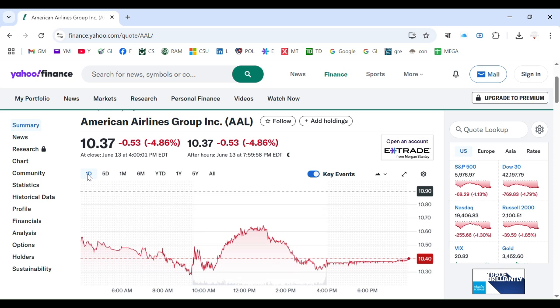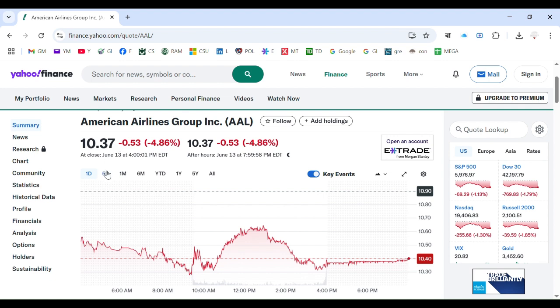So today I'll discuss American Airlines Group Inc., ticker AAL. So what's going on? Why is the stock in this shape? In a 1-day period, the stock went down significantly. It is 53 cents down and it is now only $10.37. It's a big time down.